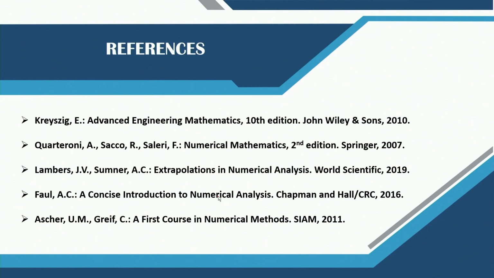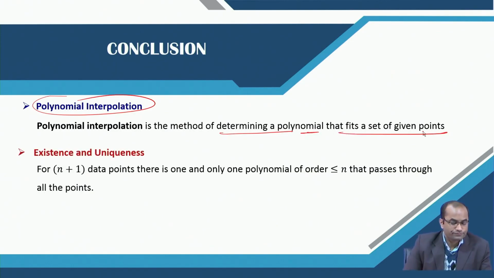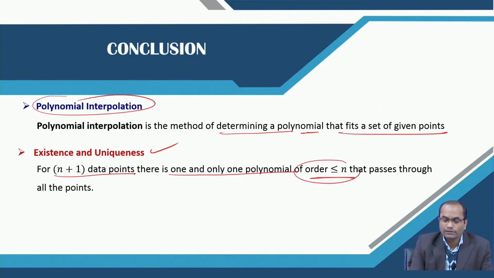So, these are the references we have used for preparing this lecture, and to conclude, we have introduced polynomial interpolation, which is the method of determining a polynomial that fits a given set of data points, and we have also proved the existence and the uniqueness. So, for n plus 1 data points, there is one and only one polynomial of order less than or equal to n. Why less than or equal to n are we talking about?